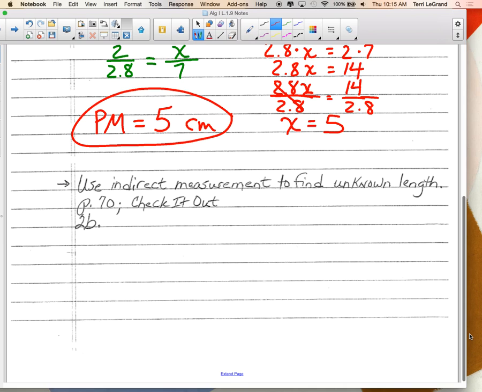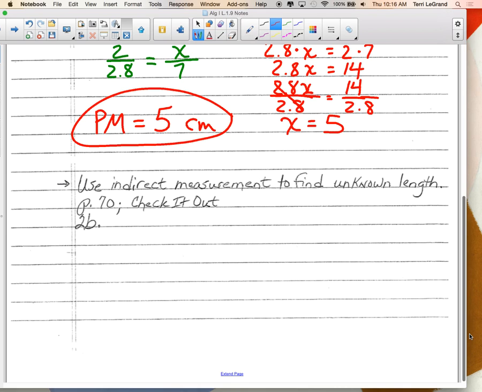Page 70, we're going to do our other learning goal, which says we can use similar figures and proportions to measure objects indirectly. You guys have actually already been doing this, those of you who did the shadow and tree problem in the yellow packets. Anybody do that problem in the yellow packet? A couple of you did, okay. That was indirect measurement going on there.